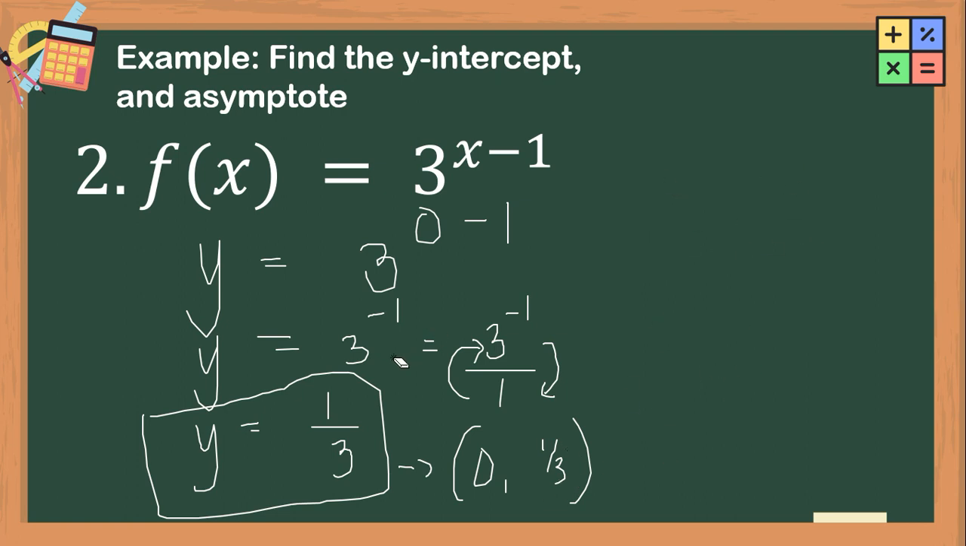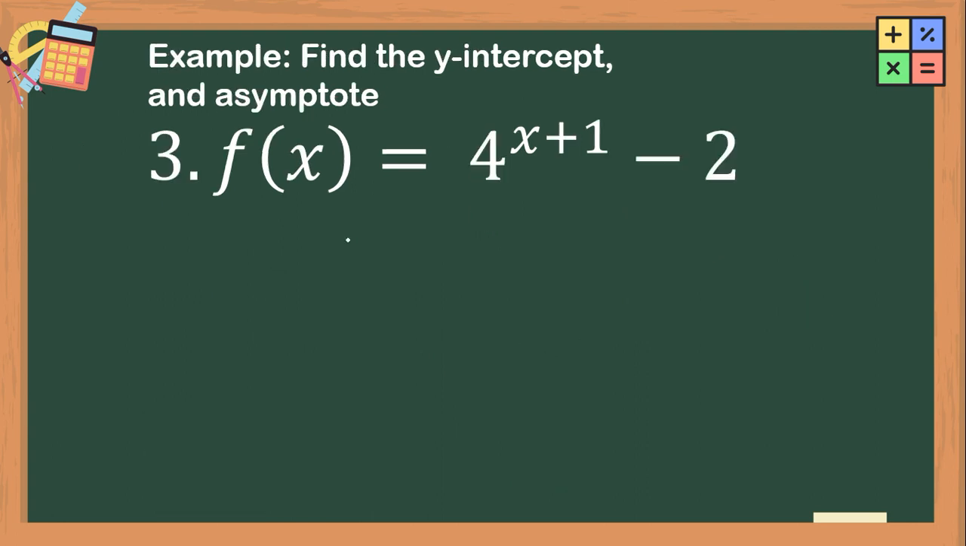Okay, next na. What is the asymptote? Yung shortcut natin. What is the asymptote? 0. As simple as that. Next, number 3 naman.